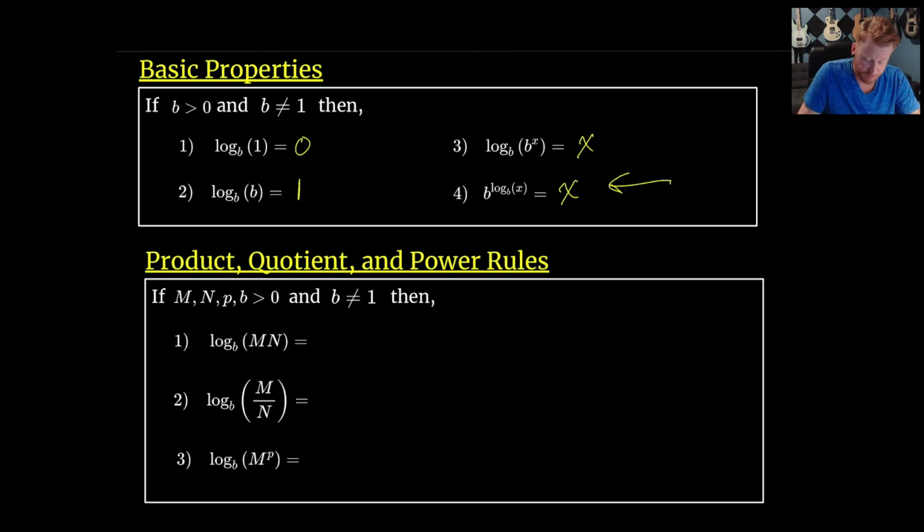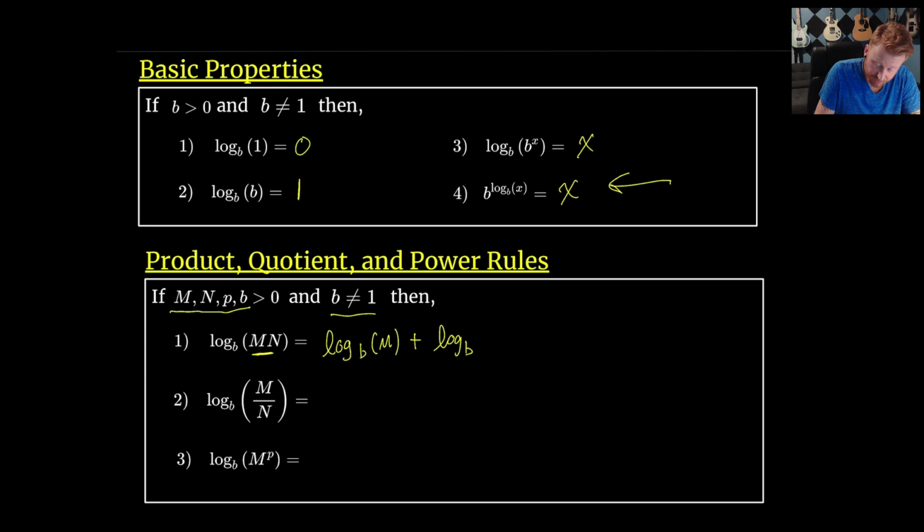Okay, for these next properties here, the product, quotient, and power rules, we will establish them, we'll write them down here, and then on the next slide or two we'll prove them, and we'll see exactly why they work, and from there we are able to use them. So we're just saying a bunch of variables here are all positive. M, N, P, and B are all going to be positive. That just keeps things nice for us here, and B needs to be bigger than 1. Then we get these following properties. So log base b of m times n means that we can rewrite this as log base b of m plus log base b of n.